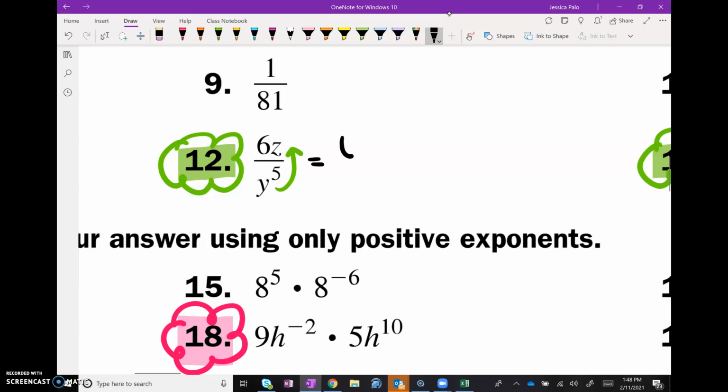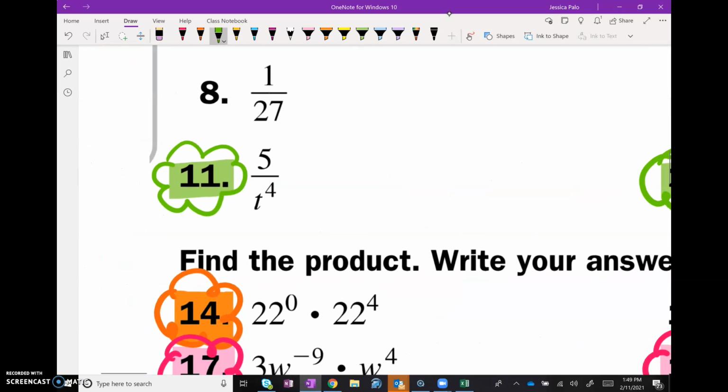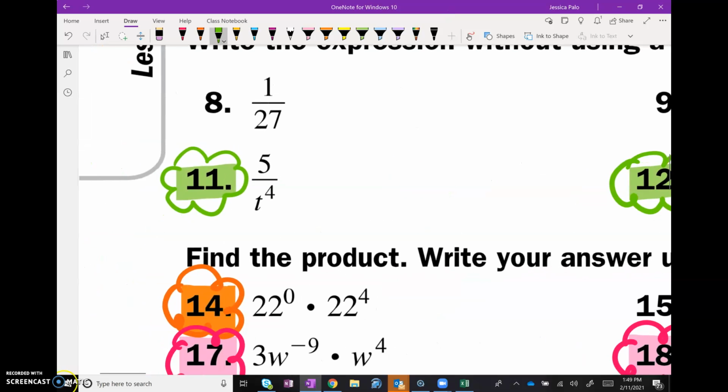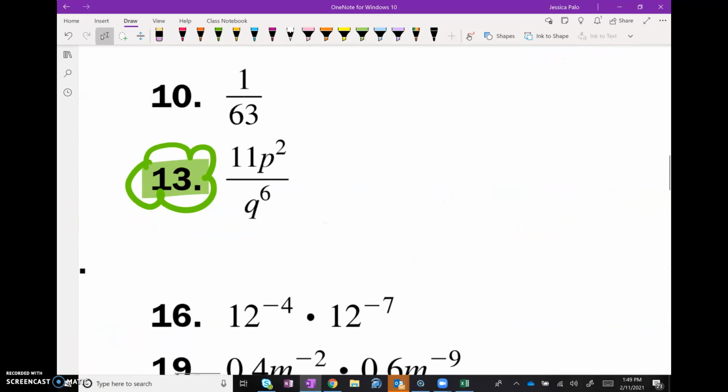6z hasn't moved, it stays exactly where it is. Y to the 5th power needs to come up to the numerator, which means it's going to become y to the negative 5th power. Now I would like you to do number 11. Great. Next, number 13.